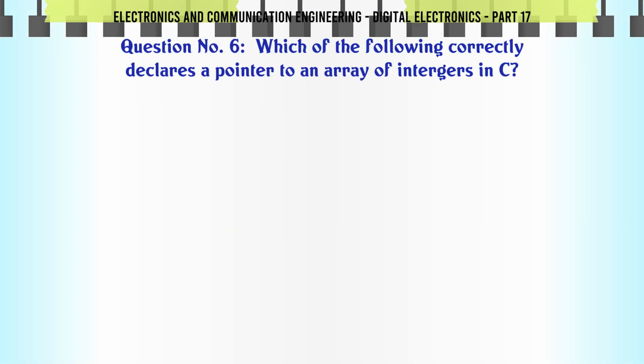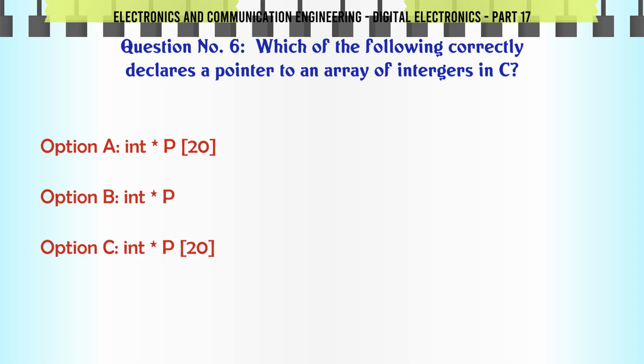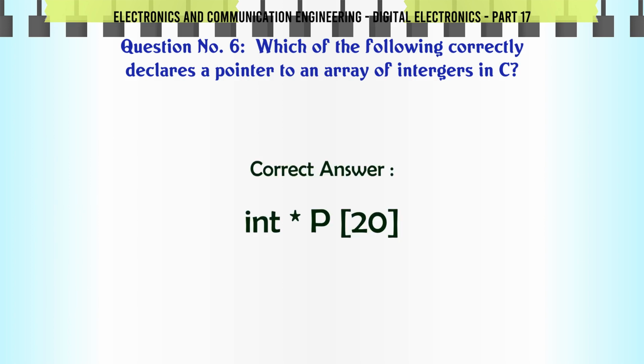Which of the following correctly declares a pointer to an array of integers in C? A. int *P[20], B. int *P, C. int (*P)[20], D. int P[20]. The correct answer is int (*P)[20].